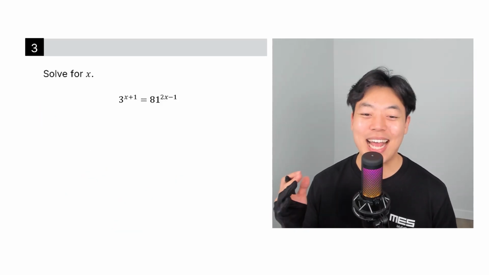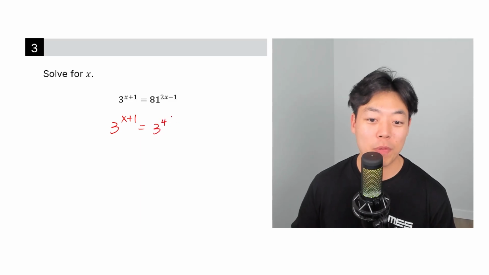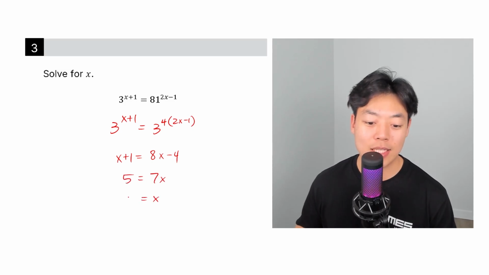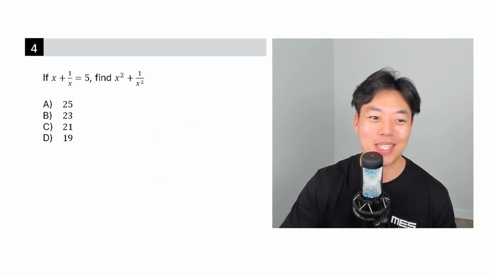Solve for x. The SAT loves these types of problems. It's just finding the same base. This is 3 to the x plus 1. 81 can be rewritten as 3 to the 4th power, and that's going to be multiplied by 2x minus 1. So x plus 1 will equal 8x minus 4. Solve for x. 7x will equal 5, and x will be 5 over 7. Easy peasy, squeeze the lemon.